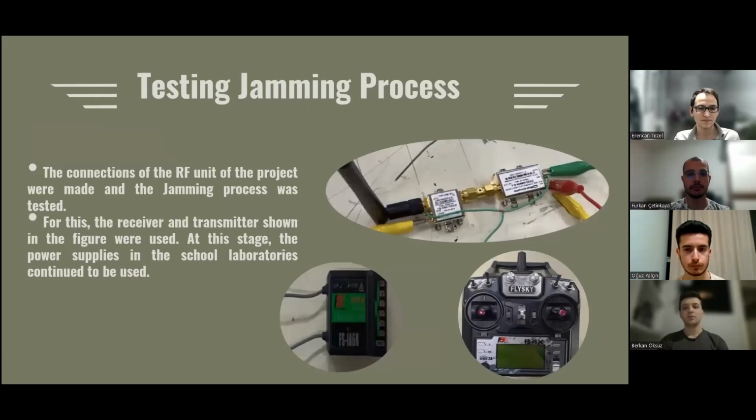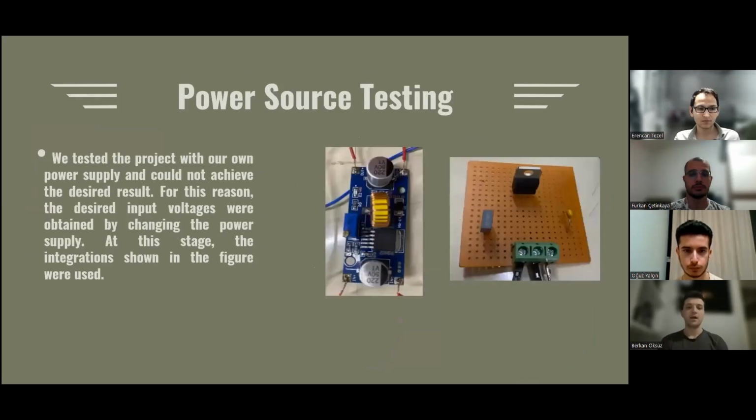Then we continued the test by making the connection of the RF unit. We performed the test with the receiver and the transmitter shown in the figure. At this stage, we managed to cut the signal as we wanted. Next slide.